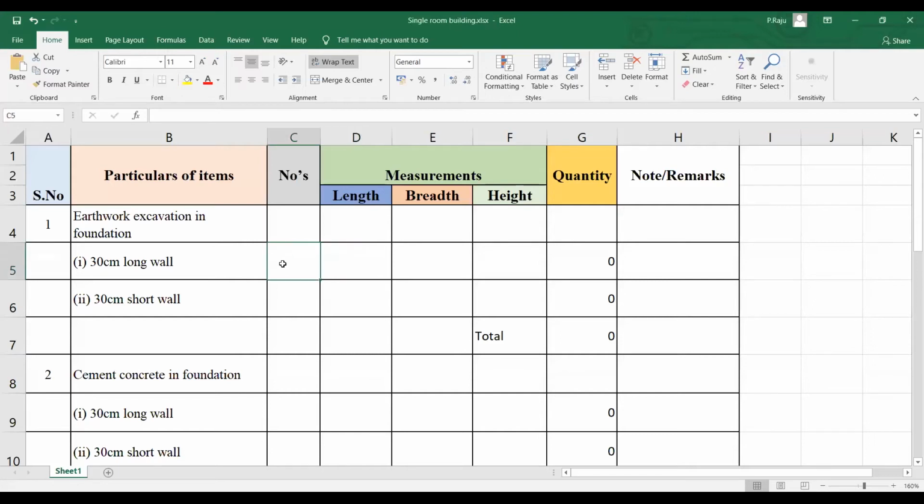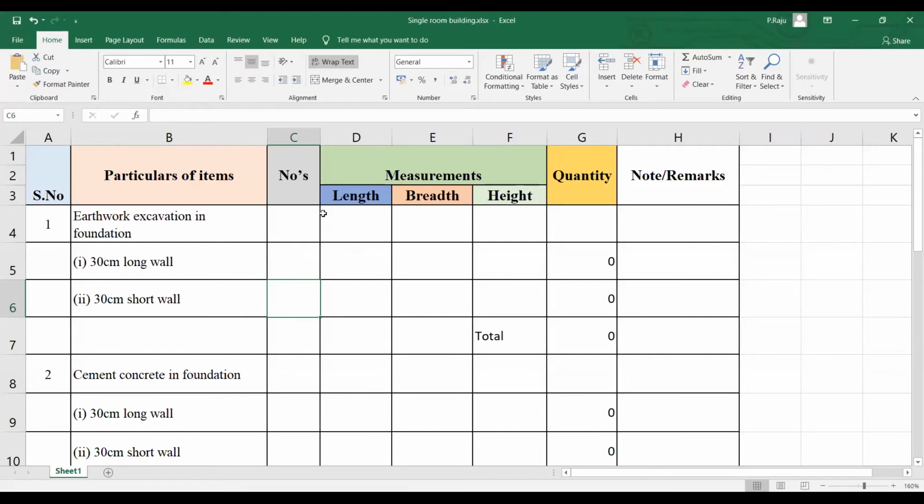So the numbers. See here, earthwork excavation. How many numbers of 30 centimeter long wall and 30 centimeter short wall are there? That is long wall and short wall. Based on the long wall and short wall we are going. How many long walls are there? How many short walls are there? Can someone tell me how many long walls and how many short walls?